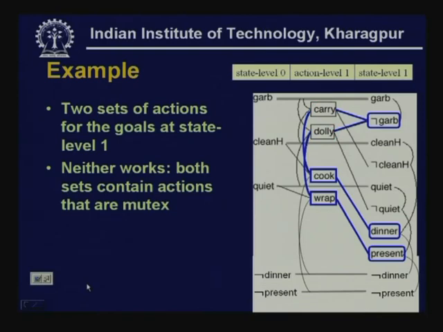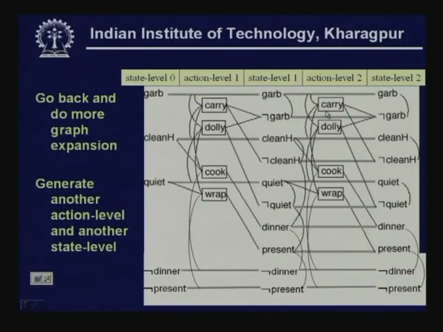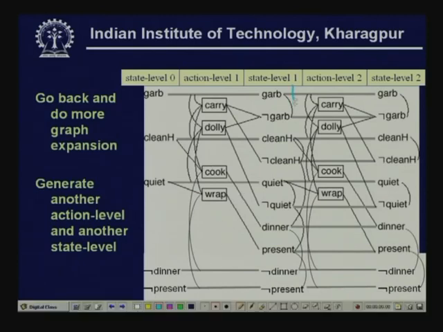Now, what do you do if this plan does not exist? Now, you have to consider expanding your planning graph further. So, you have to go back and expand the graph further to one more level. So, we generate one more action level. We had already generated up to this. We generate one more action level 2, and then state level 2. And then we again try to see if state level 2 satisfies the necessary conditions for plan existence, and then we try to extract the plan from state level 2.